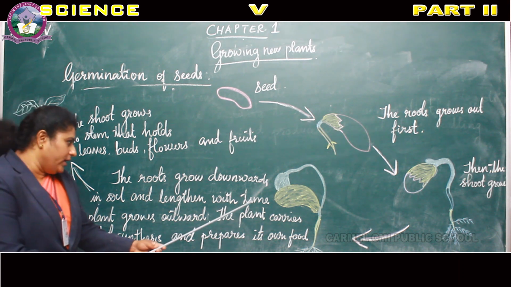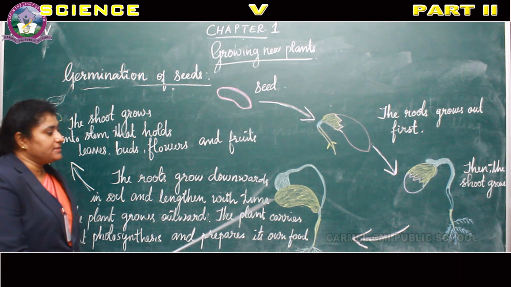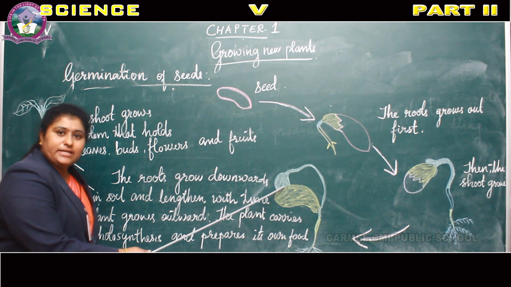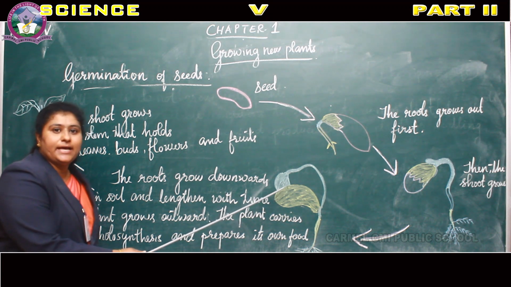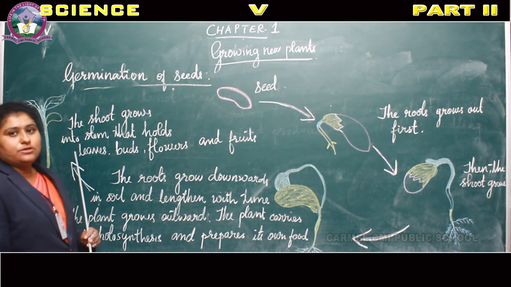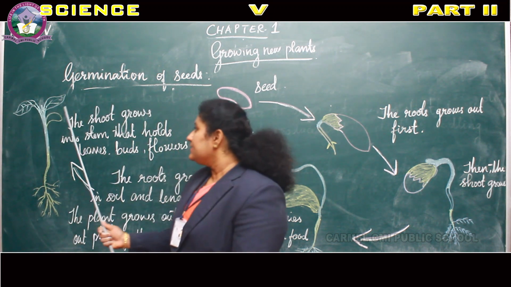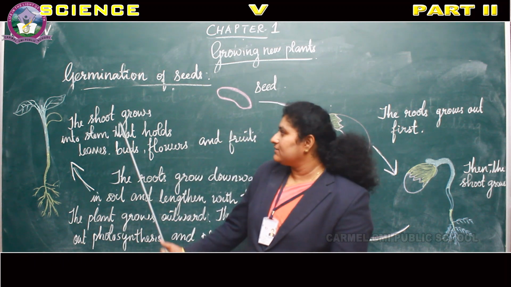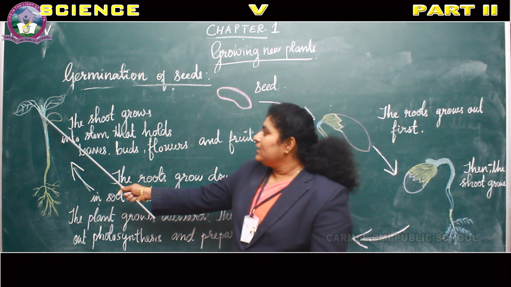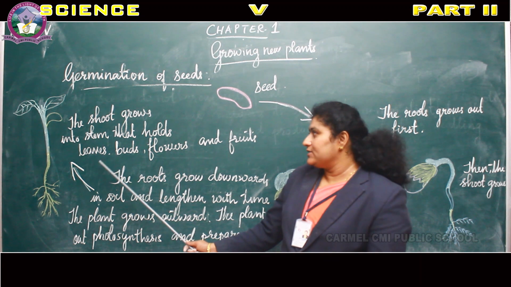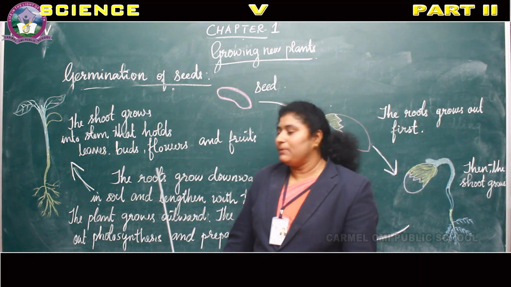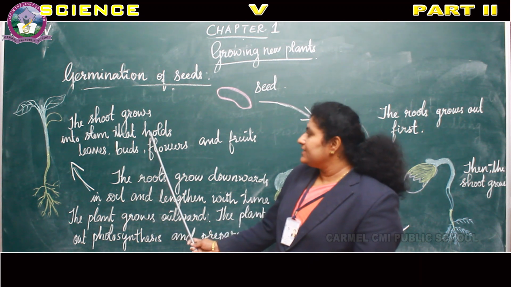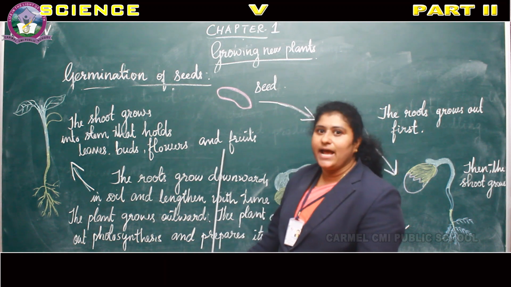The plant grows outward. The plant carries out photosynthesis and prepares its own food. Photosynthesis means plants prepare their own food. Then the shoot grows into the stem that holds leaves, buds, flowers and fruits. Here we can see the leaves, and flowers and fruits will also grow there.